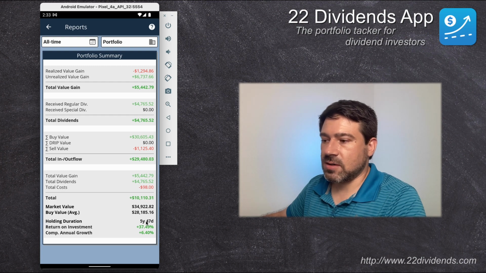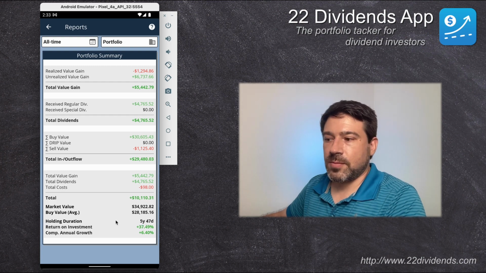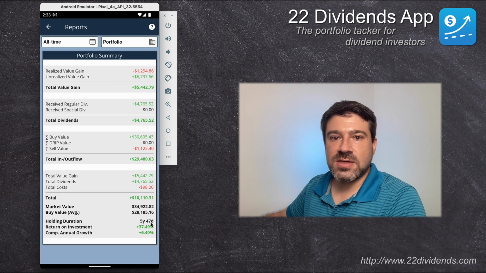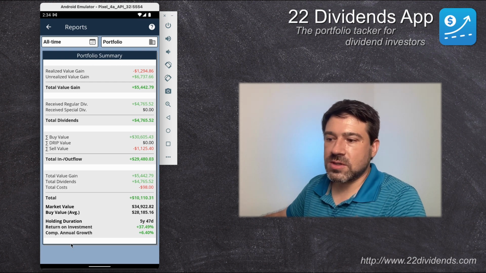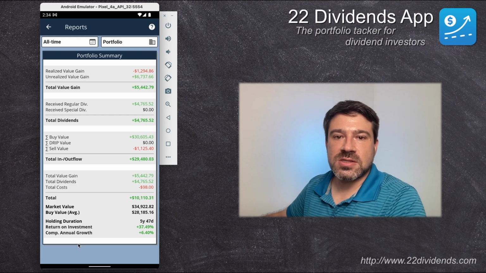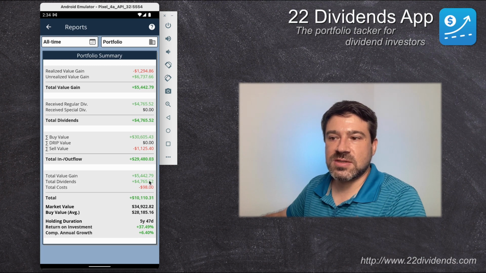Then you see the holding durations. In this case, it's 5 years. For the portfolio, the holding duration starts from the first buy transaction, so your very first transaction. It just takes the time until now. For the individual stock positions, it's different. I will show you this in a different example.